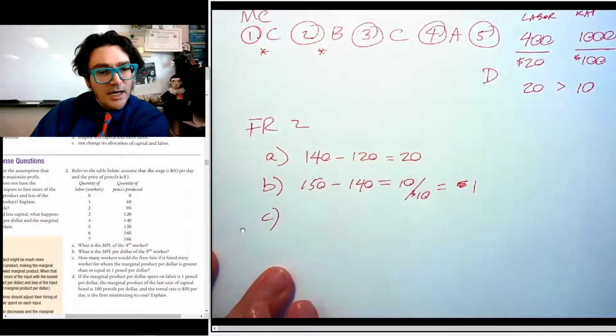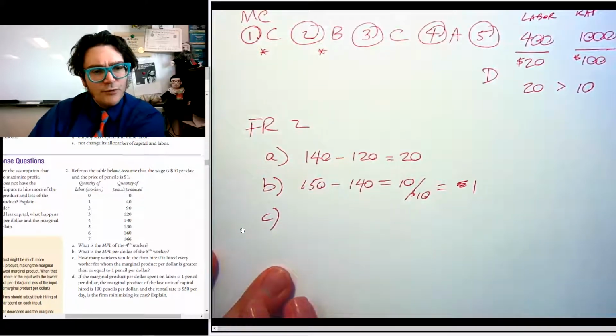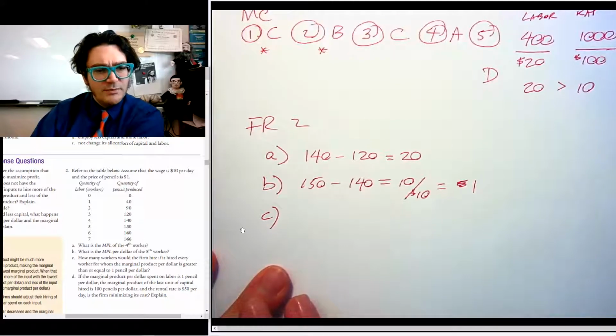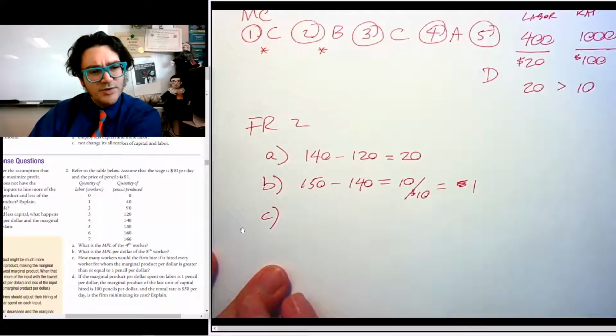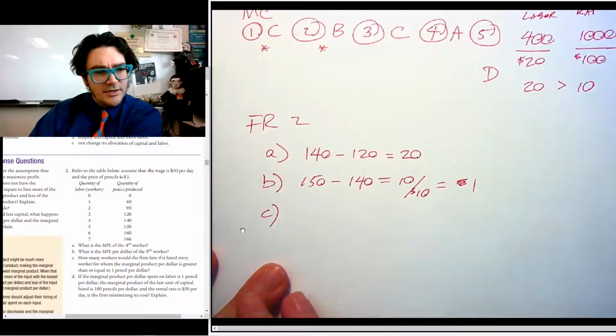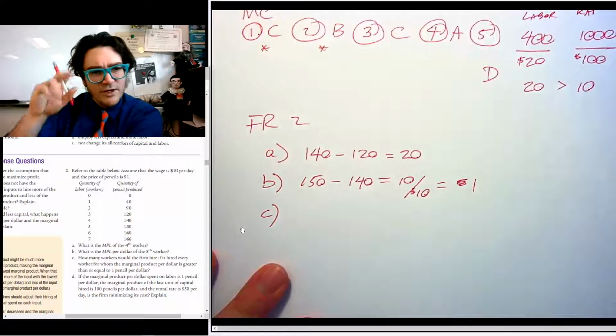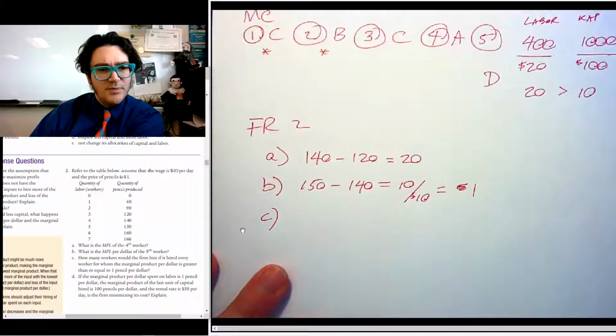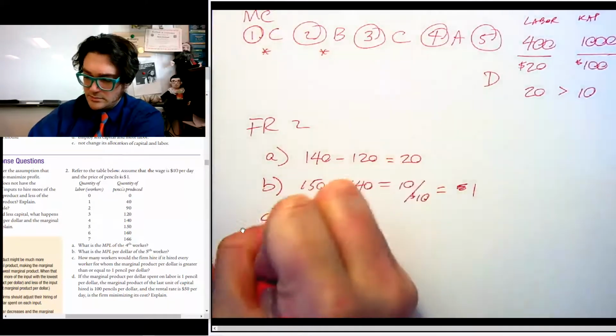C: How many workers would the firm hire if it hired every worker for whom the marginal product per dollar is greater than or equal to 1 pencil per dollar? You should hire 6 in that case, because if you look through the quantity of pencils, where the price of pencils is $1, you can see that the MP of the sixth worker is also 10 divided by the $10 wage, so they're going to hire the sixth worker. 6.